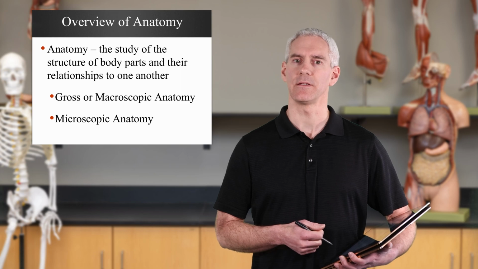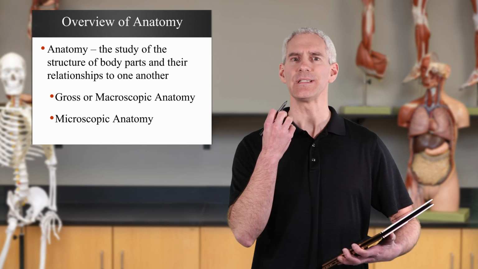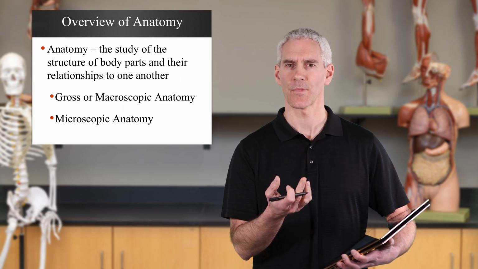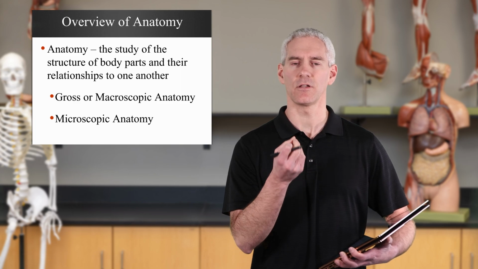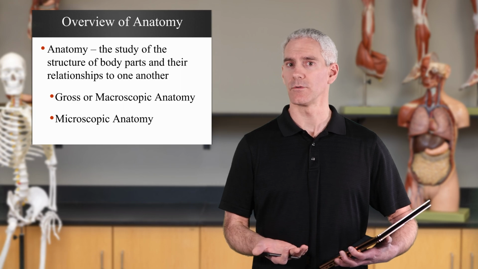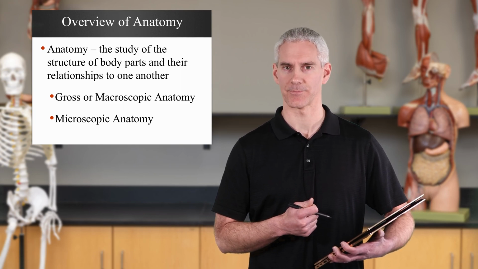Now, gross anatomy or macroscopic anatomy is all the things you can see. So it's bones, muscles, skin, hair. It's the physical, visible parts of your body. We'll be going through those in conjunction with the microscopic anatomy.